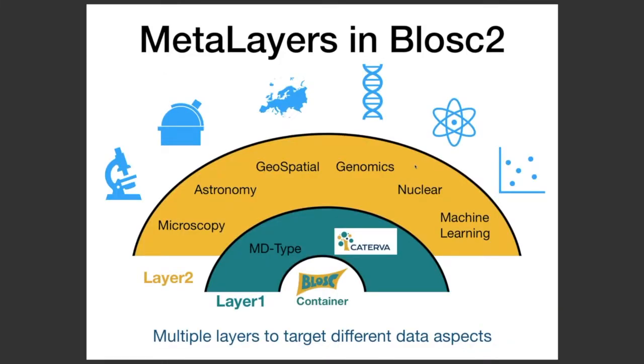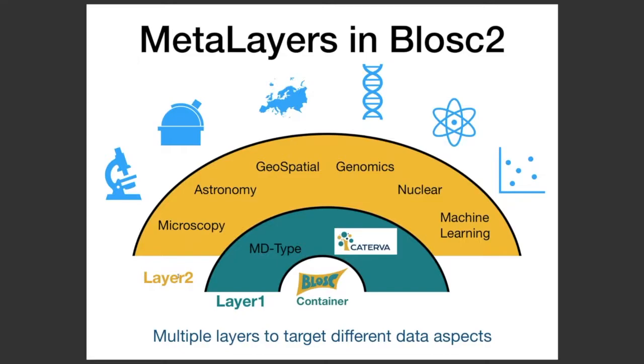So the global picture should be seen like this. In the bottom, we can see the Blosc container here. And then one first layer could be Caterva that adds a multidimensional meaning to the data that is stored in the Blosc container. And then we can also implement another MetaLayer that could be like a multidimensional plus type. We didn't integrate the data type in Caterva because of strong reasons that I am going to explain later.